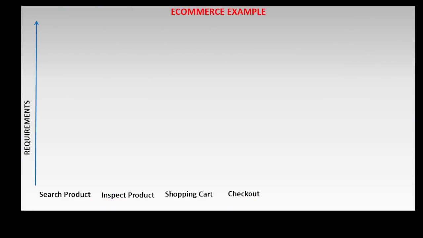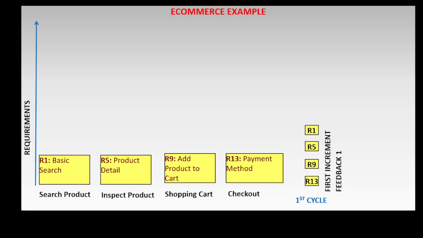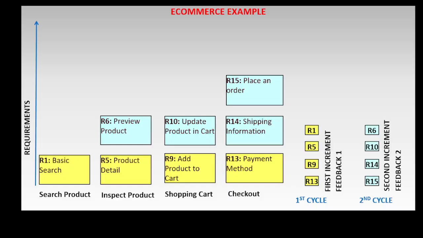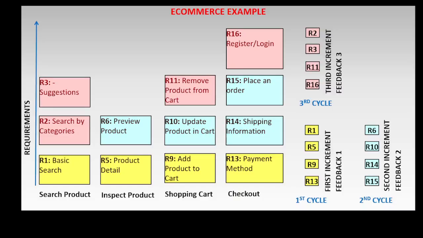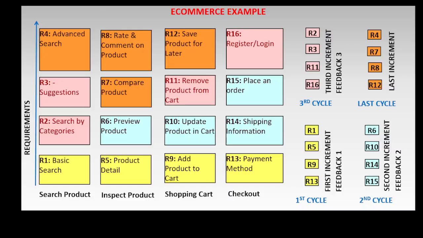For this e-commerce example, in the first cycle, the first increment is built and delivered and feedback is received. The first increment comprises basic search, product detail, add product to cart, and payment method. This feedback is used to modify the first increment in the second cycle, and new features, preview product, update product in cart, shipping information, and place an order are also developed to create a second increment, which is delivered and feedback is received. Likewise, in the third cycle, the third increment is created and delivered and feedback is received. In the last cycle, the last increment is created and delivered to the customer.